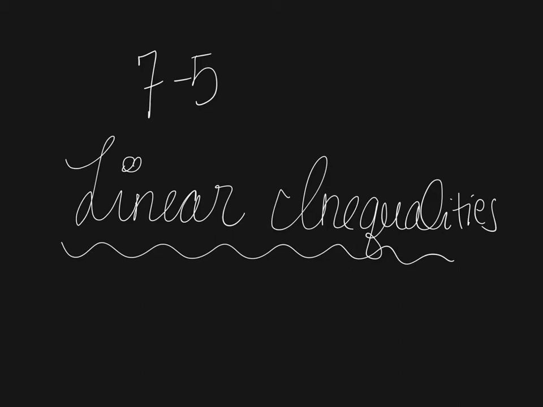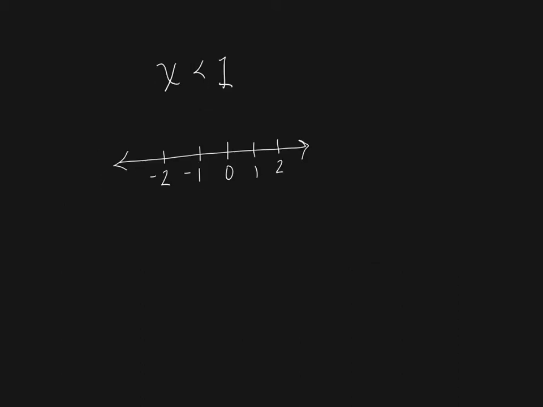Tonight we're going to be looking at linear inequalities. Remember back when we looked at inequalities in the past, I had you graph them on a number line like this. So when x was less than 1, I drew an open circle around 1, and it was all the points to the left of 1 that made this true. In a similar way, we're going to look at how to graph this on a coordinate plane.